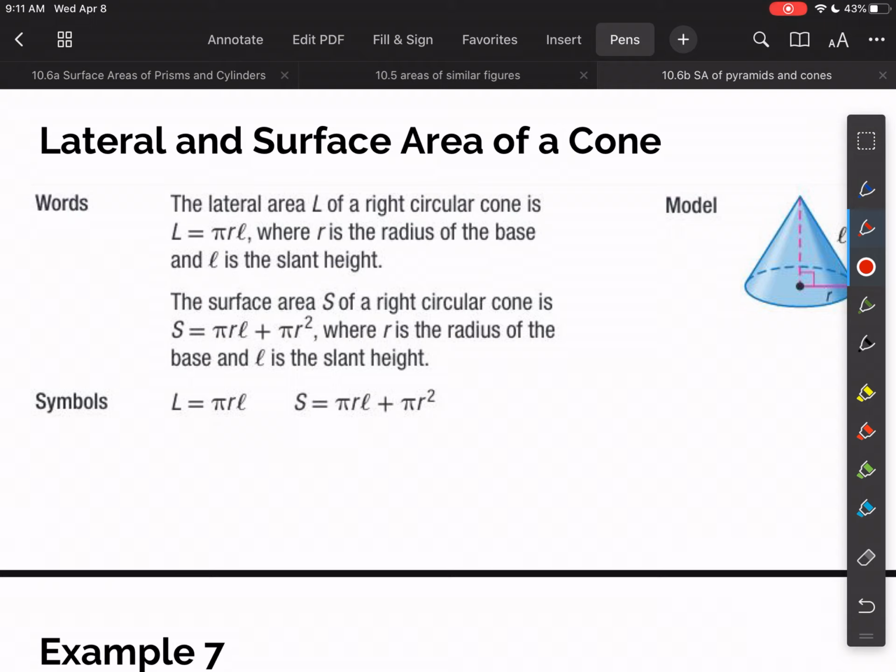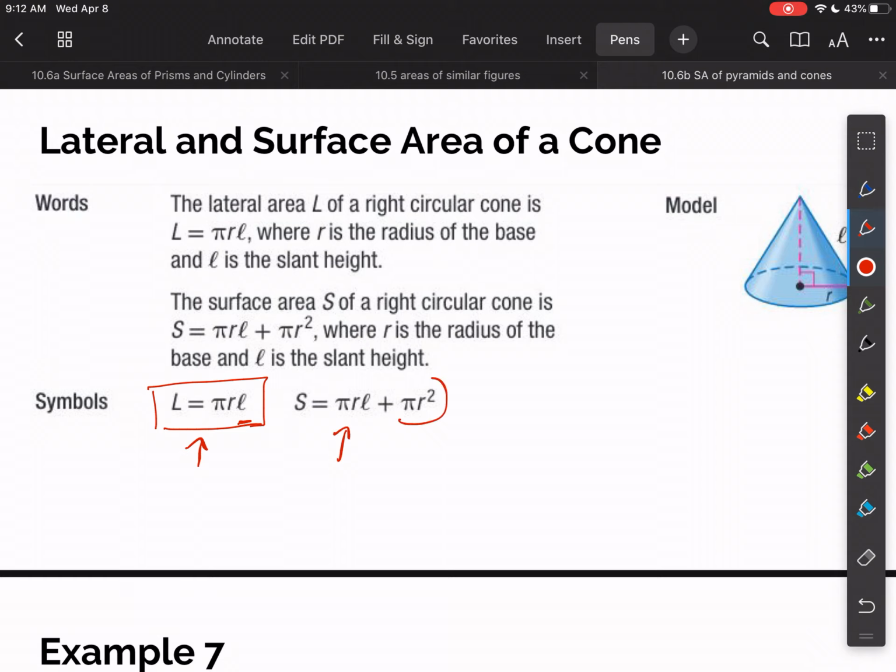For the lateral area of a cone, we have the lateral area equal to pi r L, where L is the slant height. Just another formula here that has a pi and a radius in it. Then we have the total surface area, which might need a little more explaining.